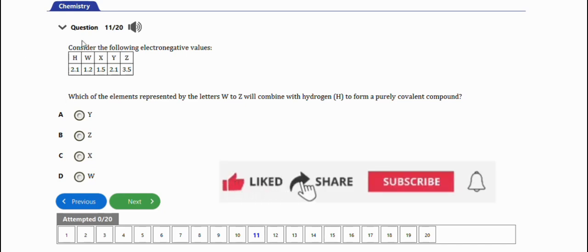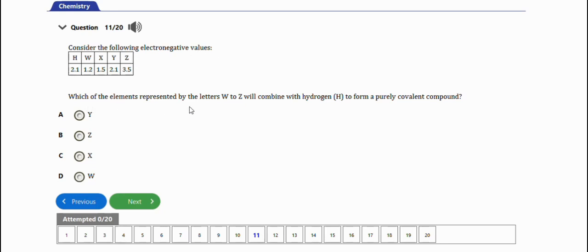Really appreciate this. So this question says, consider the following electronegativity values. Which of the elements represented by the letters W, Z will combine with hydrogen to form a purely covalent compound? Alright, so the element here that will form a purely covalent compound with hydrogen will be the one that has the same electronegativity value as hydrogen, which is this Y. Okay, so this element Y has the same value as hydrogen already, 2.1, 2.1. So the right answer will be option A, Y.